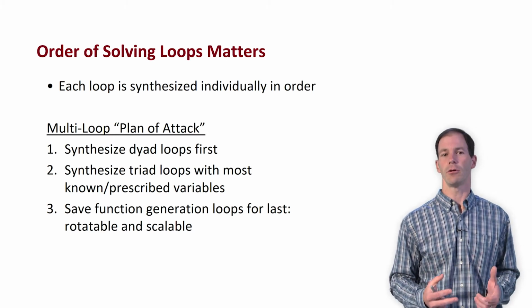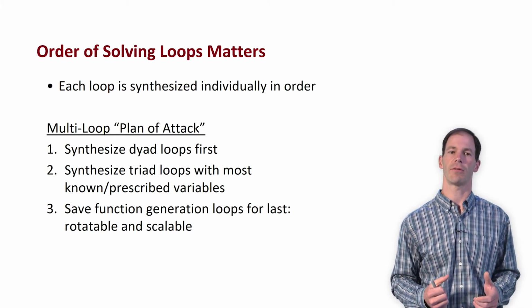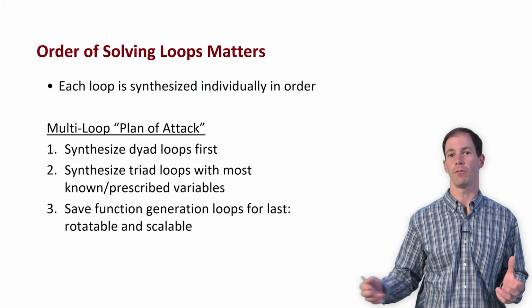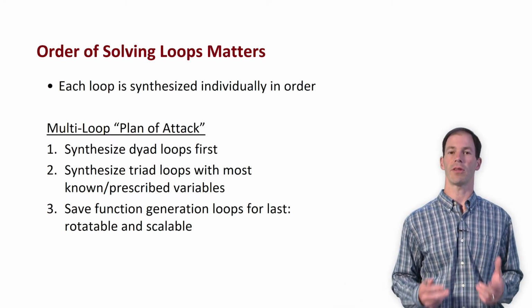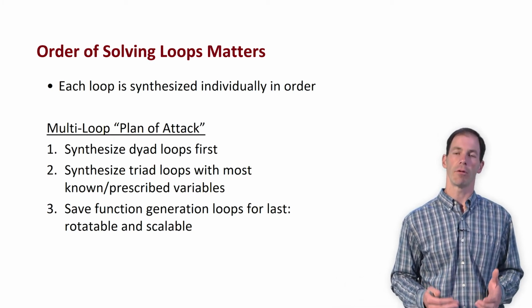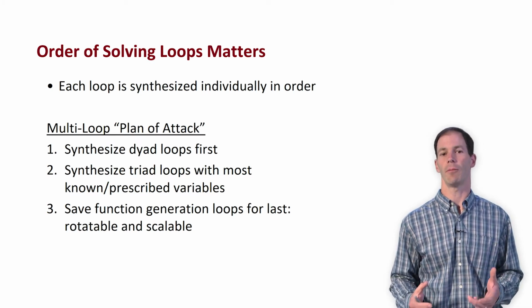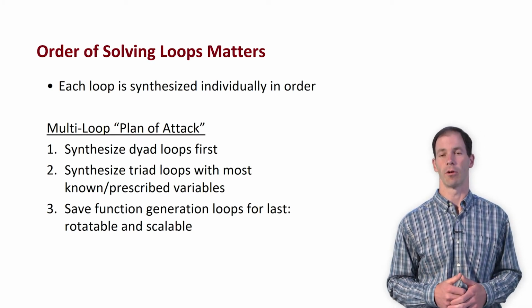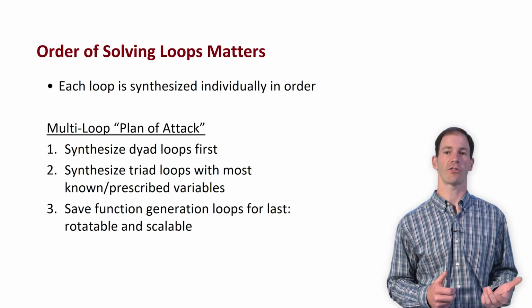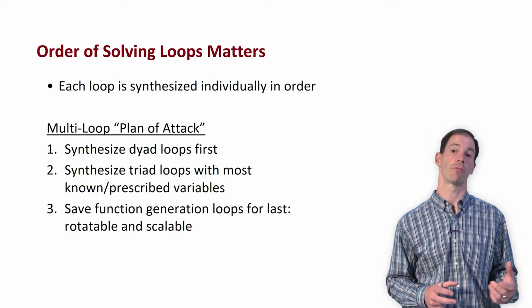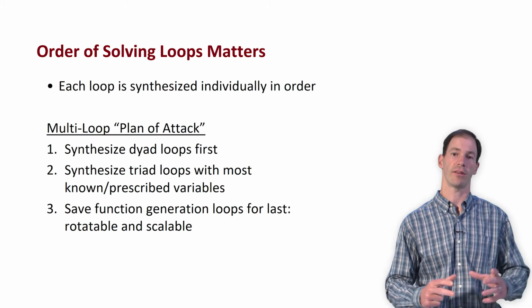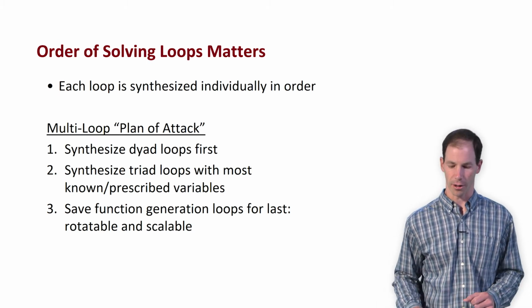So our multi-loop plan of attack here is to first of all synthesize the simplest loops and move to the more complex loops. So we start with the dyad loops first. Then we move to the triad loops where we know the most about them, what's the most prescribed or known variables for some reason. And then we want to save our function generator loops for last because they're rotatable and scalable, and we can often use that to get it to fit within the mechanism.